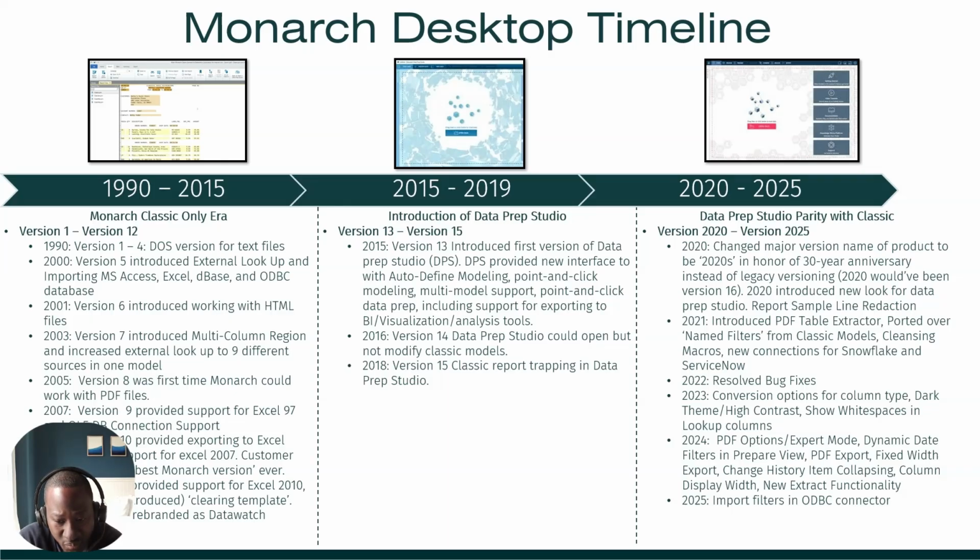Version 11 provided support for Excel 2010, and it was possibly the time that the ability to declare a template was introduced. And then in version 12, the desktop version was rebranded as DataWatch Desktop. So there you have it. From 1990 up until 2015, or maybe 2014, was a purely Monarch Classic era.